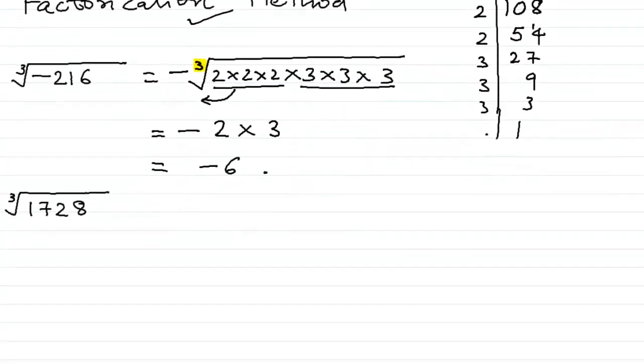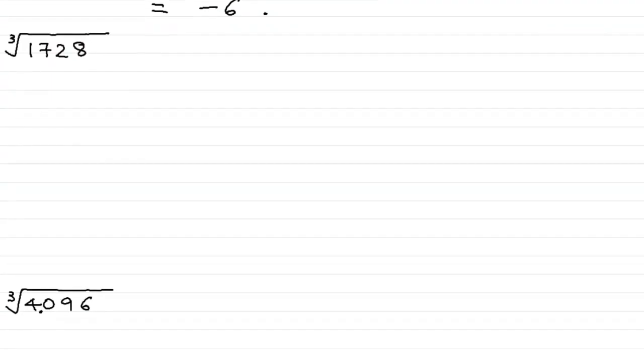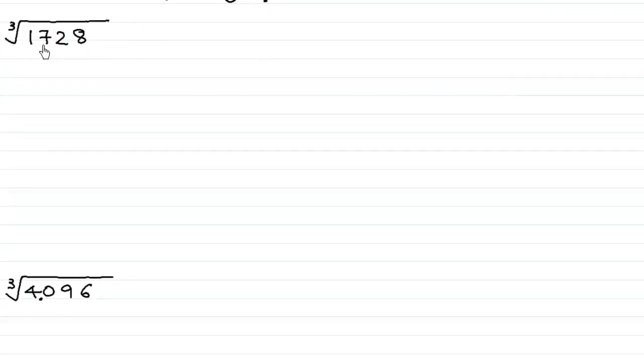So let us deal with the second sum. What is the cube root of 1728? Now we do not know what's the cube root of this number directly. So let us use this factorization method and find. So 1728 factorized in the corner. So we'll start with 2 because this is an even number.